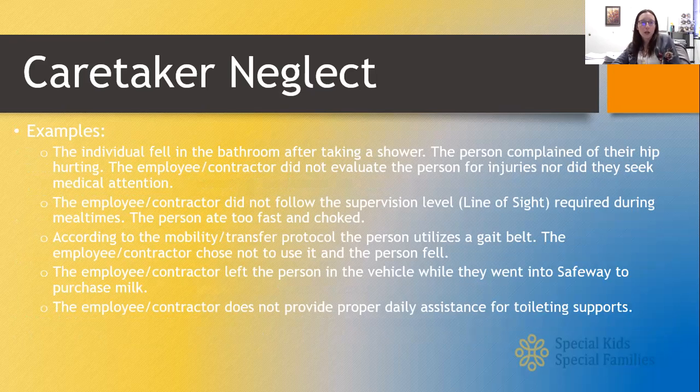The employee or contractor did not follow the supervision level, which would be line of sight, required during meal times. The person ate too fast and ended up choking. That is neglect. Any person taking responsibility and support or care for an individual with disabilities needs to be well trained on their service plan and know how to adhere to levels of supervision and whatnot. According to the mobility and transfer protocol, the person utilizes a gait belt. The employee or contractor chose not to use it and the person fell.